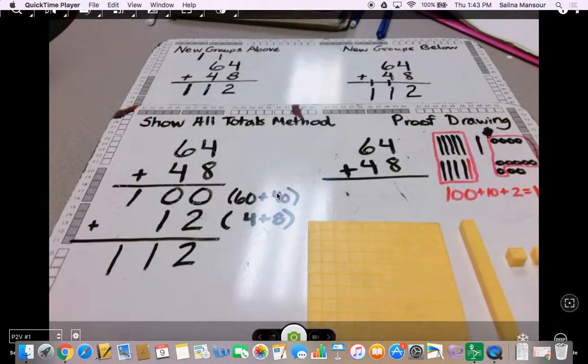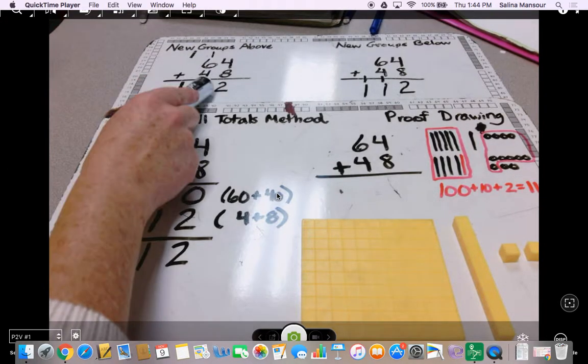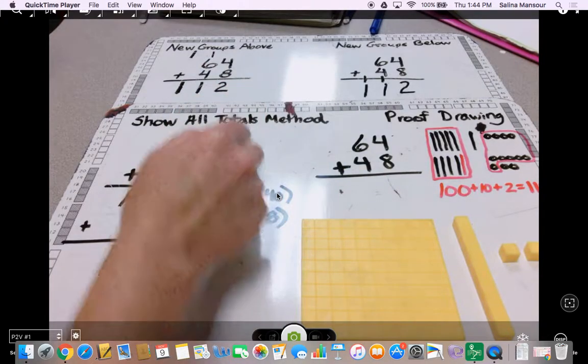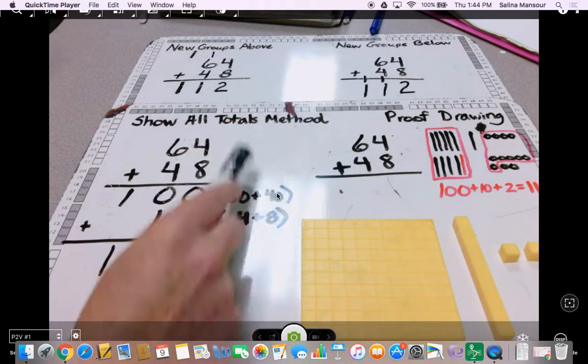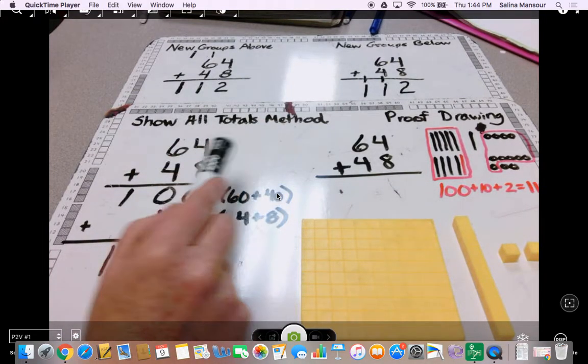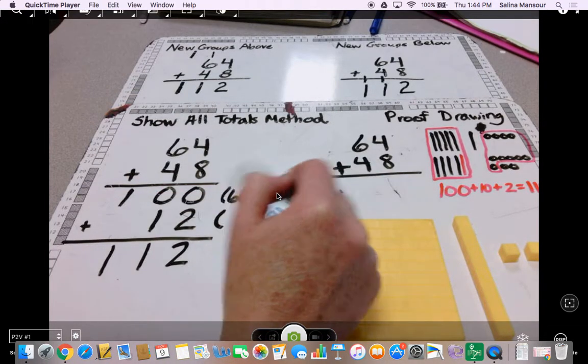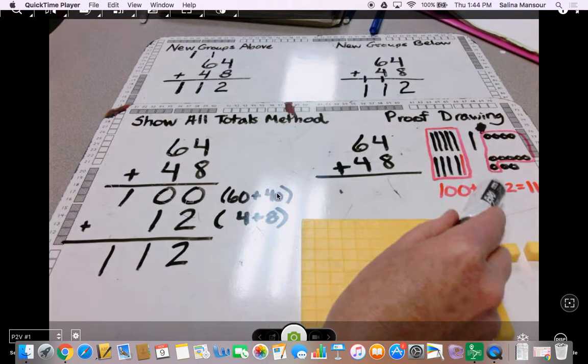And hopefully that will help make the understanding of this concept a little bit more clear for your second grader. So second graders, a reminder to you, if you're doing this, you're going to look at which of these three methods you are most successful with that you would want to use to solve all your problems. And then when you're done solving it, can you prove that you're correct or do a check using a proof drawing?